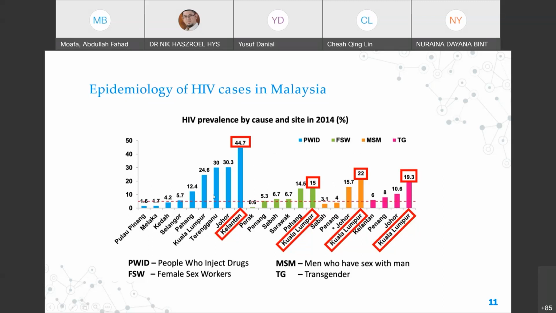Okay, so as for the cases of people who inject drugs, the highest number is obtained by the state of Kelantan, and the rest of it is KL.